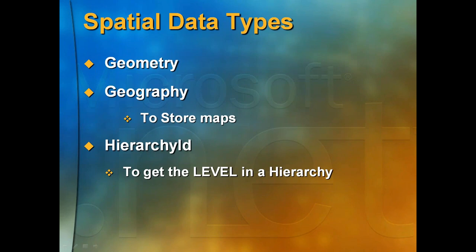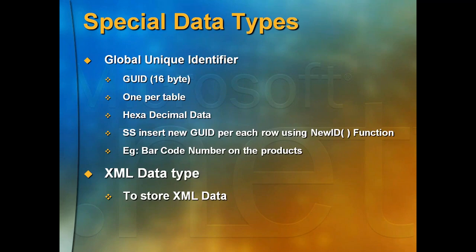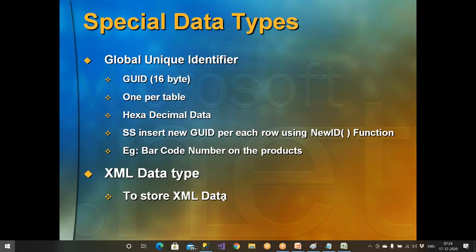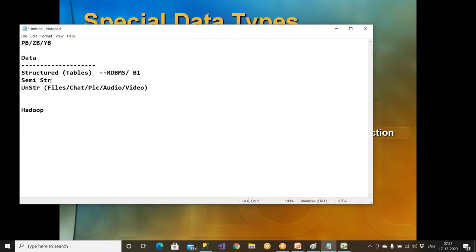But one more thing we'll discuss now is XML data. What do you mean by XML? I was talking about semi-structured data here, right? Semi-structured data is XML. XML is semi-structured. Tables we know already, rows and columns. Files, charts, pictures, audio files are called unstructured data. I was talking about semi-structured data, which is XML data. What is XML? Let us understand.